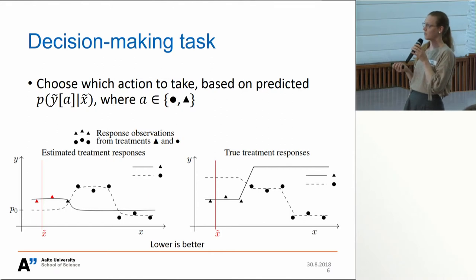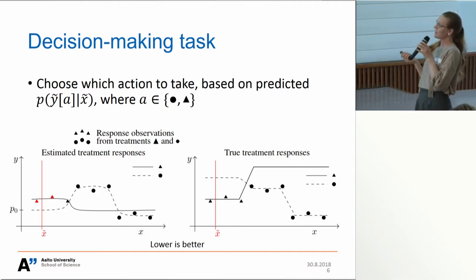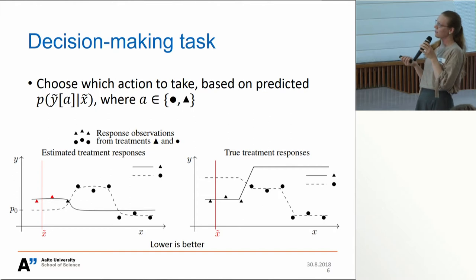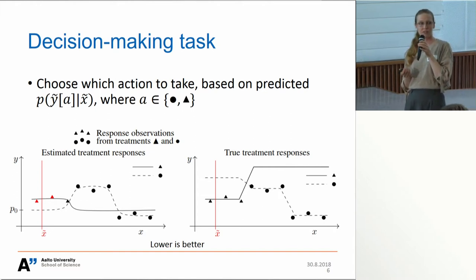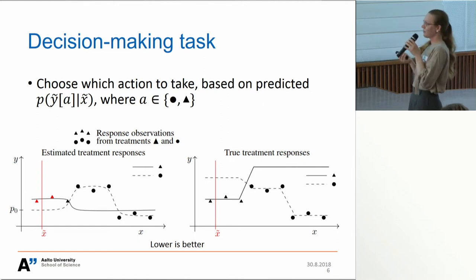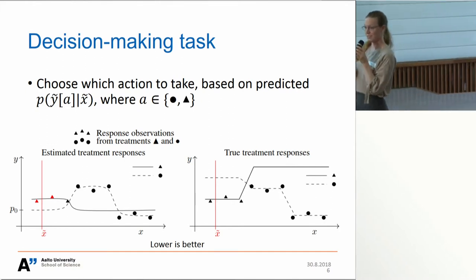It has high uncertainty, but the mean estimate, the point estimate, if we take it, seems to be lower, which in this case, lower is better. However, if we make the decision based on this, it's really bad, because here we see the true treatment responses and realize that actually the patients always got treated with a treatment that is better for them. And therefore, this circle treatment would be really bad for this patient.